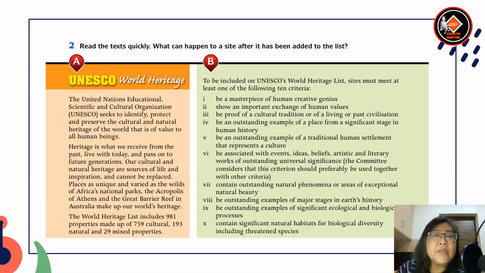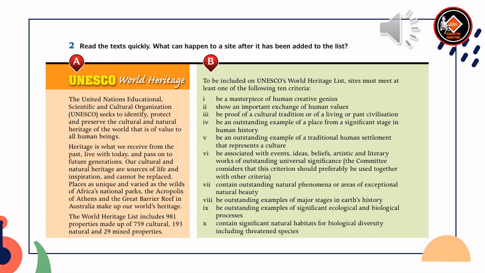Now students, read the text quickly. What can happen to a site after it has been added to the list? Here we are talking about the UNESCO World Heritage Sites. To be included on UNESCO's World Heritage List, sites must meet at least one of the following 10 criteria.